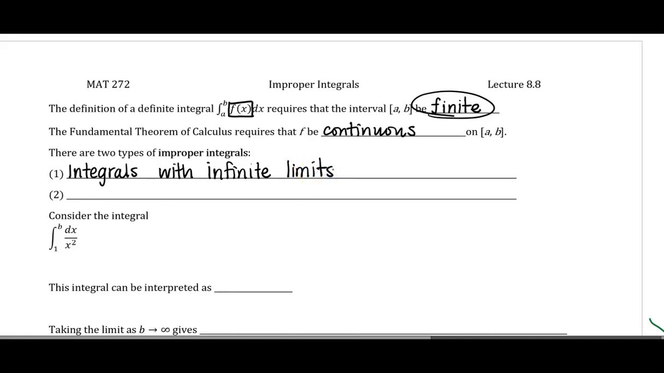So if we have positive infinity or negative infinity as one of our limits on our integral, we know that we will be working with an improper integral. The second way is if the function is not continuous over the interval from a to b. So if we have an integral that goes over a discontinuity, it will also be improper.